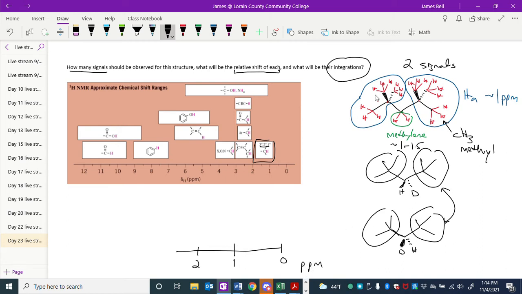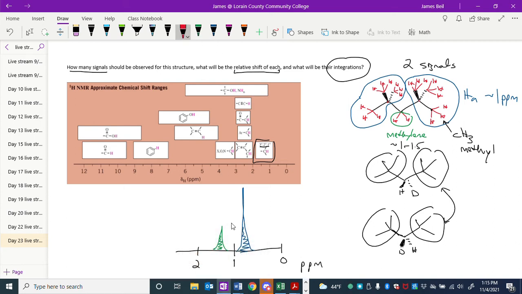I would expect to see a signal for all 18 of those hydrogens, and that signal would probably be much taller and broader. It might not actually be more broad, but it would definitely be taller. It would have a larger area for the signal. Actually, let me make that in blue so it matches the blue highlight there. And then the signal for the hydrogens in green would be a little farther up, right here maybe.